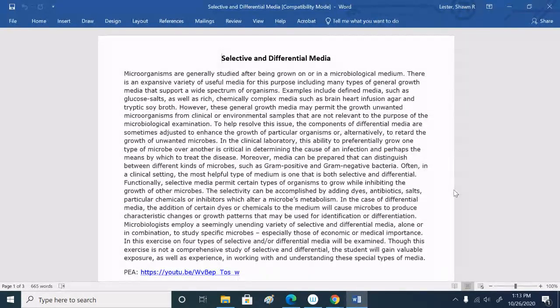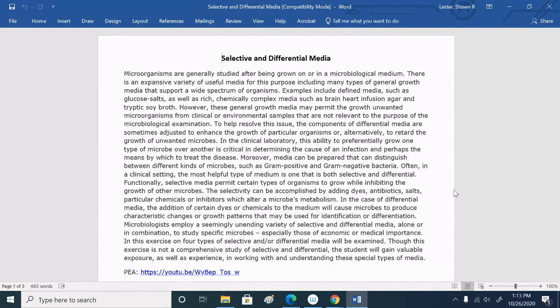A differential medium allows bacteria to grow, and as they're growing, they display a particular characteristic. Very often carbohydrate fermentation, like lactose fermentation. So we can usually see a color change in the growth or in the agar that tells us those bacteria have that particular characteristic. It is possible to combine both selective and differential properties in the same medium.